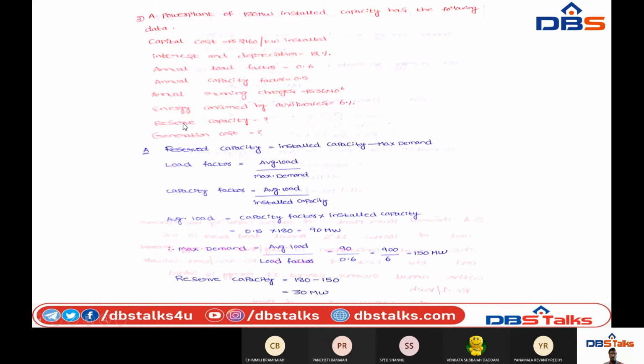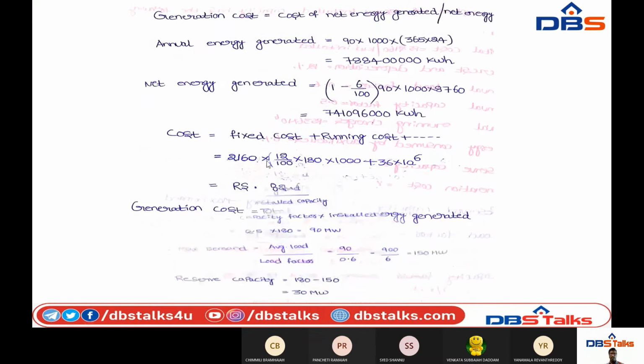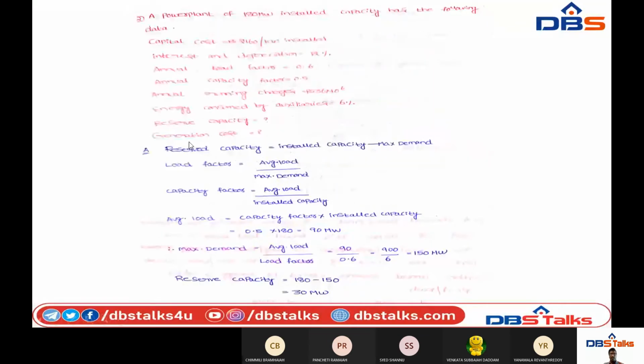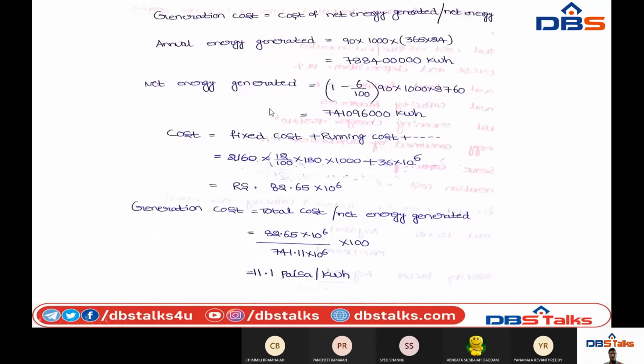First of all, we completed the reserve capacity, that is 30 megawatts. After that, the second one is the generation cost. Generation cost is found by using this relation: cost of net energy generated divided by net energy generated.